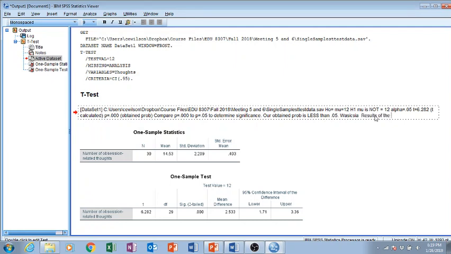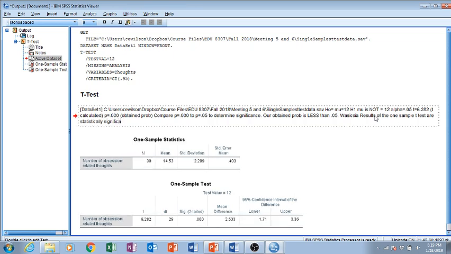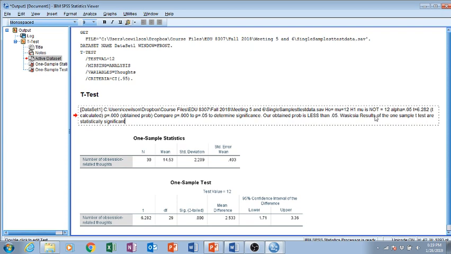Results of the one sample t-test are statistically significant. And then give yourself a little comma, and then these are the values you'll want to report, and this is what you'll see in journals or dissertations that use this type of t-test.